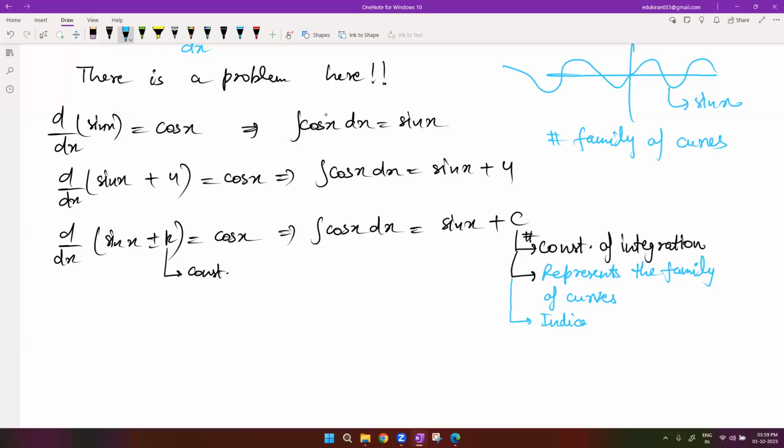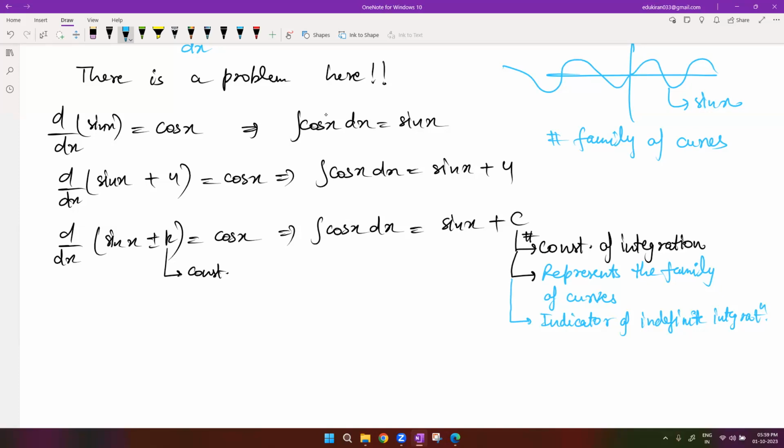So it is an indicator of indefinite integration. Indicator of indefinite integration. That is why we are using this C. Is it clear to everyone? Why did we use C?